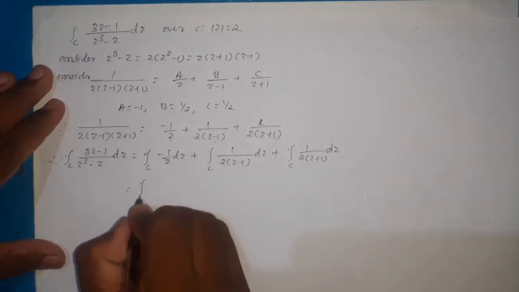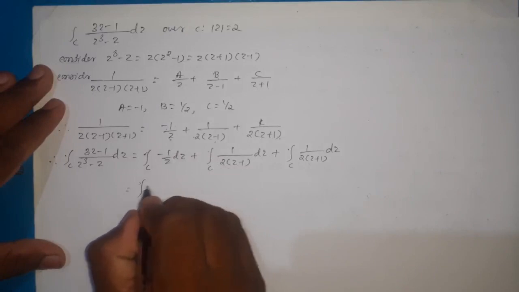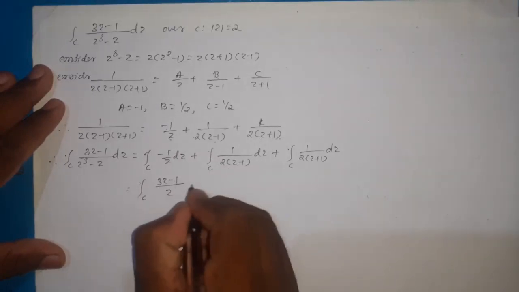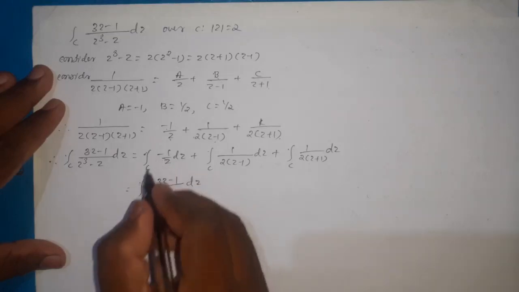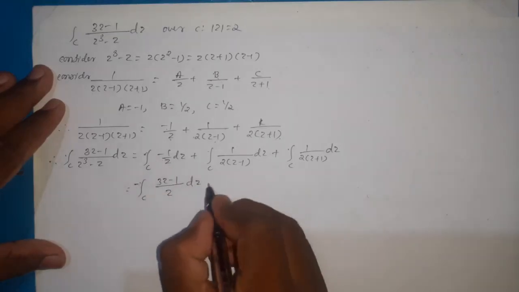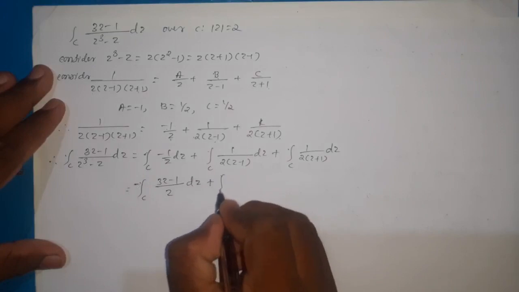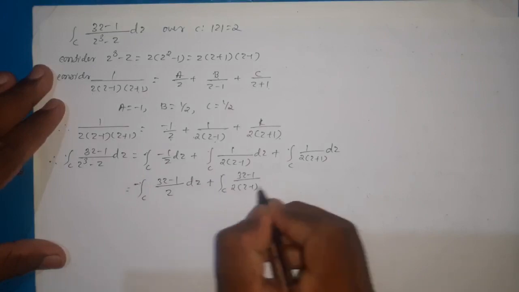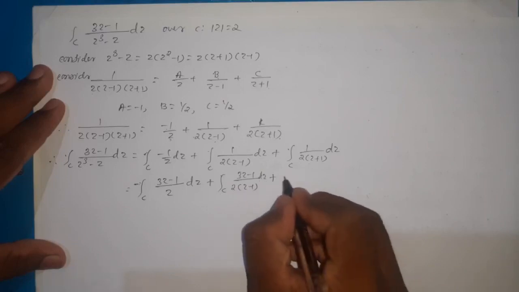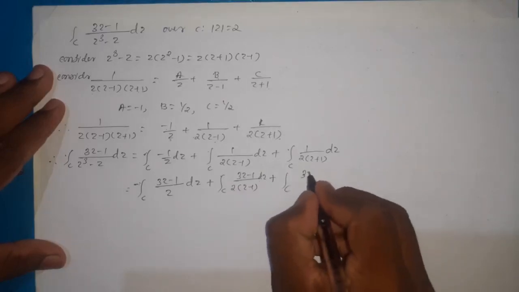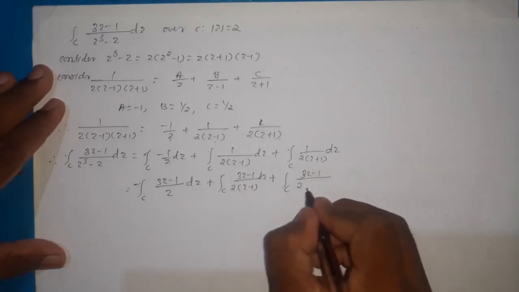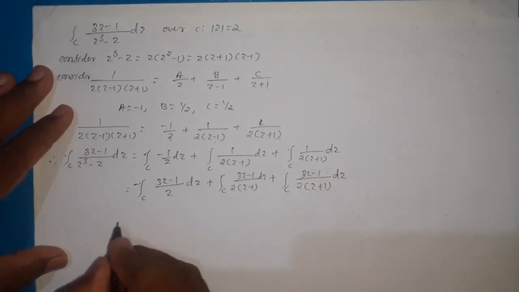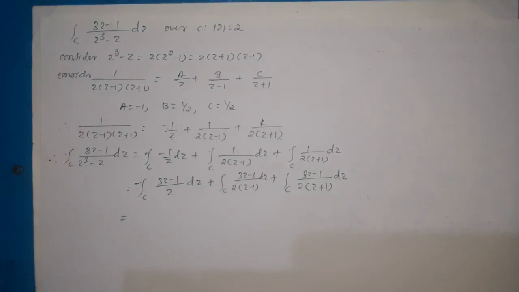This is integration over C of (3z minus 1) divided by z dz. So put this negative sign outside the integral sign, plus integration over C of (3z minus 1) divided by 2 times (z minus 1) dz, integration over C of (3z minus 1) divided by 2 into (z plus 1) dz. Then this is equal to.